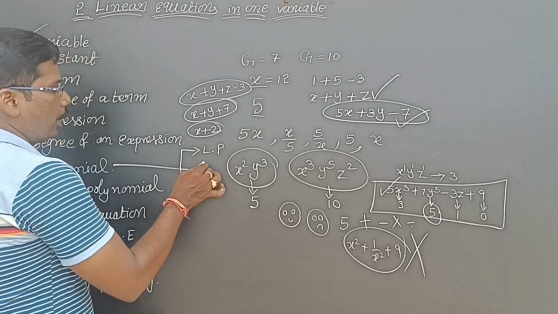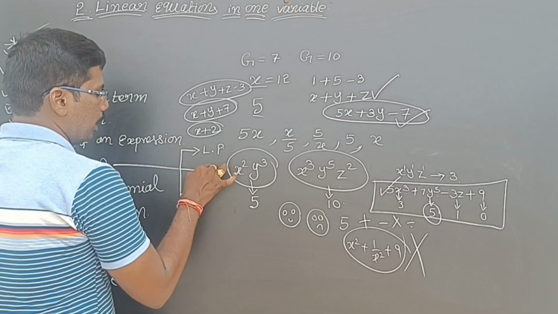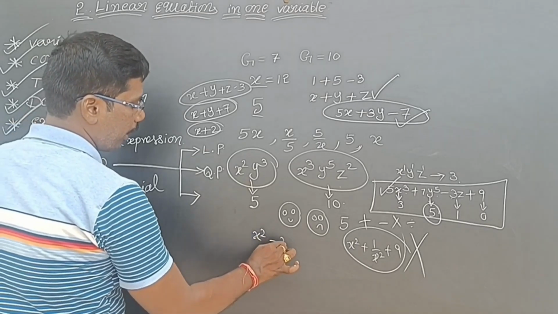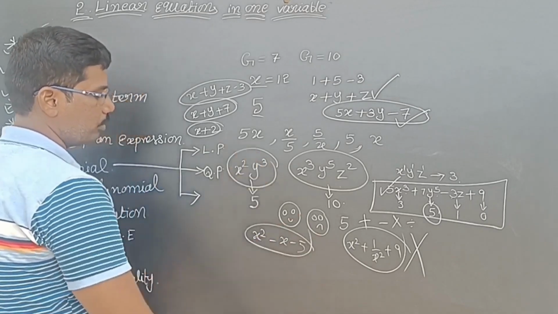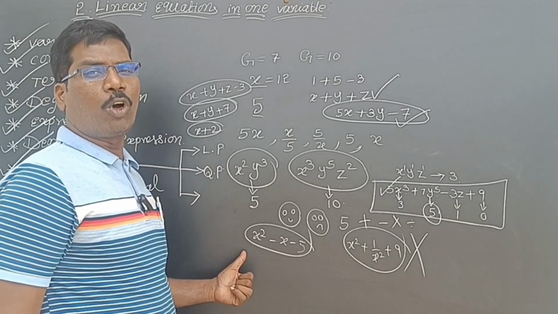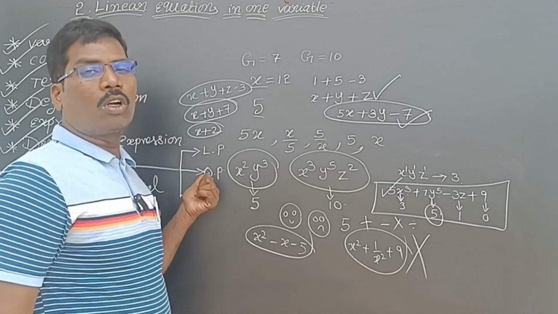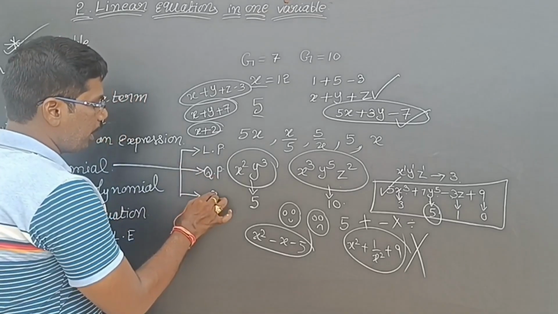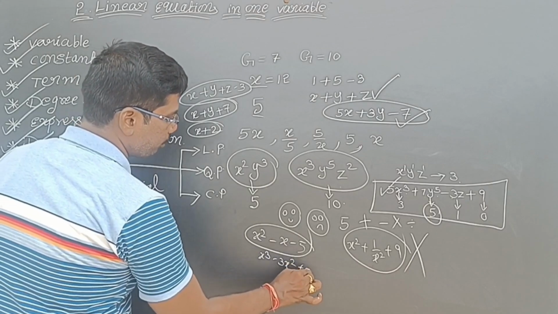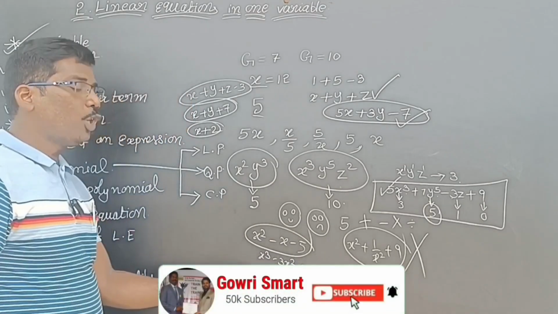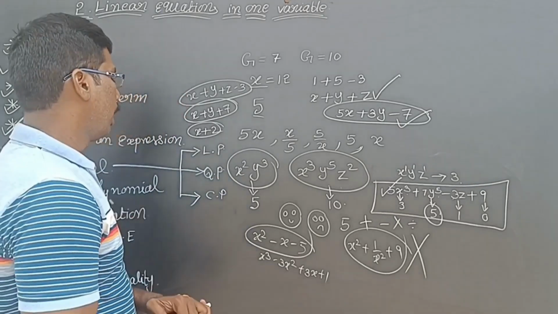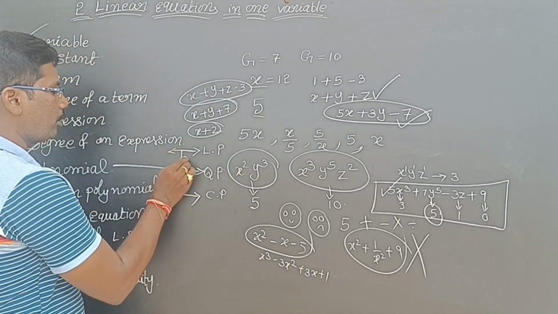Now see, if the degree is 2, then that is called a quadratic polynomial, for example x square minus x minus 5, because the degree is 2. If the degree is 3, for example x cube minus 3x square plus 3x plus 1, this is a cubic polynomial.